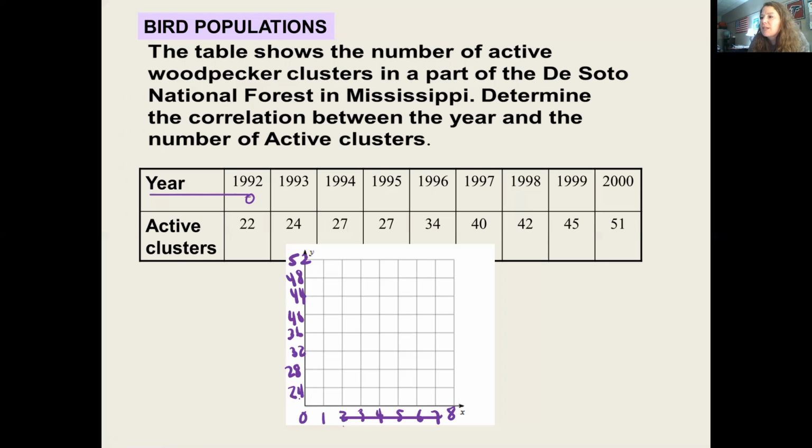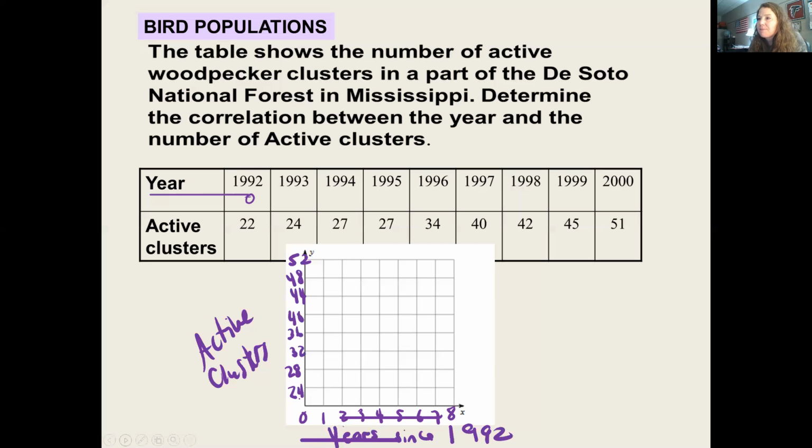So this is 0 years. So years since 1992, and this would be active clusters of bird populations. All right, so graph that and tell me what kind of correlation you see.